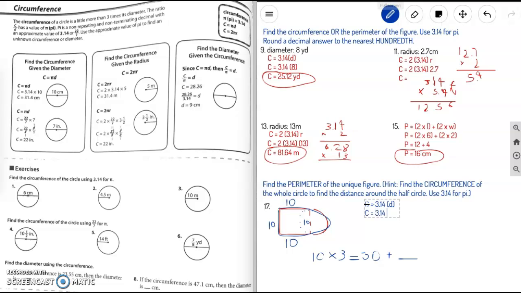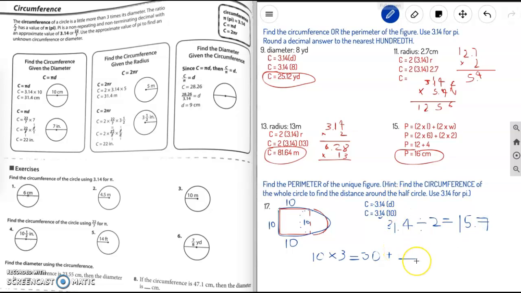So C equals 3.14. What's our diameter? 10. And when we multiply here, we just have to move the decimal point to the right. How many times? There's 1 zero here. So move it once to the right. So this becomes 31.4. That is our circumference, guys. But we're just trying to find half of the circle, not the whole circle. So we should divide this by what? Yes. Divide it by 2. And that gives us 15.7.